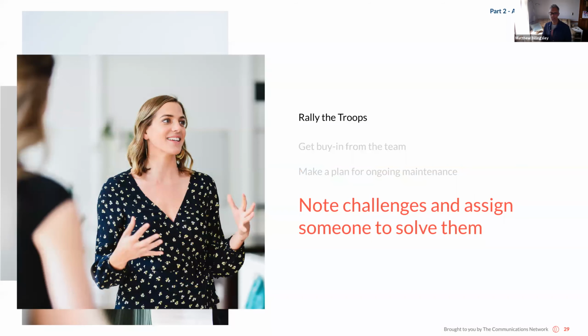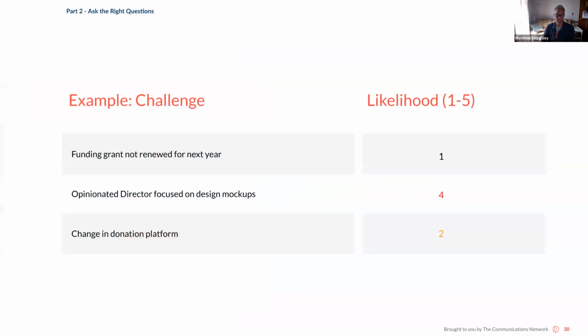And then note challenges and assign someone to solve them. Whether it's administrative, technical, the sooner you can pinpoint the challenges, the better. And we'll talk about this just for a little bit here. So here's an example of a couple of challenges some of you may have gone through, or may be considering going through. List out some of these barriers and roadblocks as they may come up. So for example, your funding grant may not be renewed next year. How likely is this to happen? On a scale from 1 to 5, 1, not very likely, but it could happen. Have a plan for it.